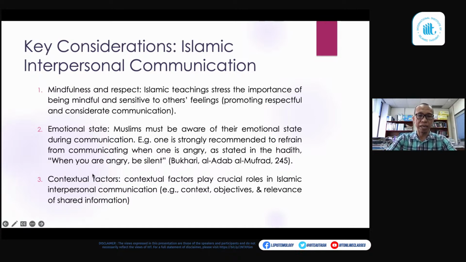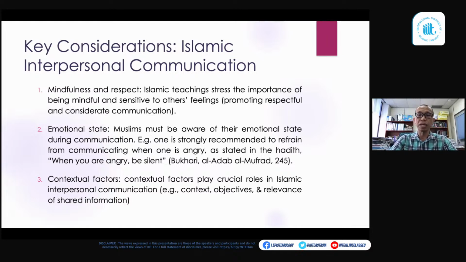Then you have the contextual factor. Context plays a crucial role in Islamic interpersonal communication. So you have to know the context of your interaction. Is it formal? Is it informal? Is it just to crack jokes only? Then of course, the objective is also very important. You have to know why you interact to begin with, because not knowing the objective, the interaction will create a very awkward moment.